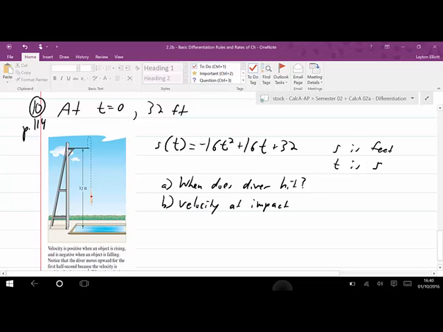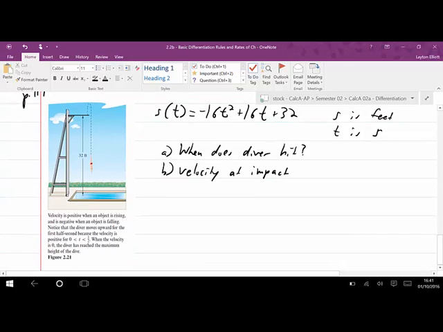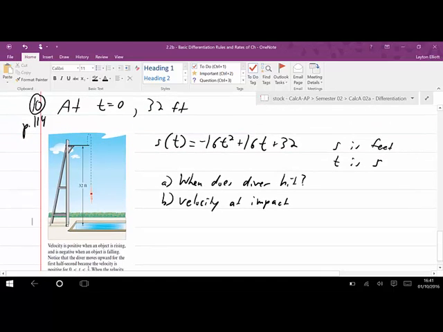Now, when we're talking about vertical, typically with anything, this direction is positive and this direction is negative. So just keep that in mind. We're going to try to keep our signs straight with that. Velocity is positive when an object is rising and negative when an object is falling. And it says, notice that the diver moves upward for the first half second because the velocity is positive for 0 to t to 1/2. And then when the velocity is 0, the diver has reached the maximum height of the dive.